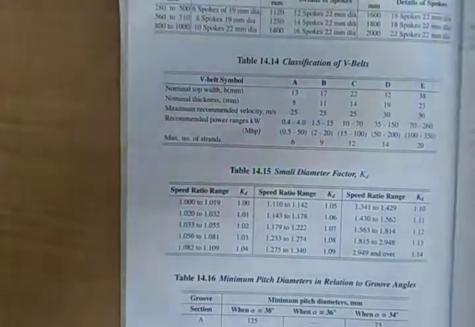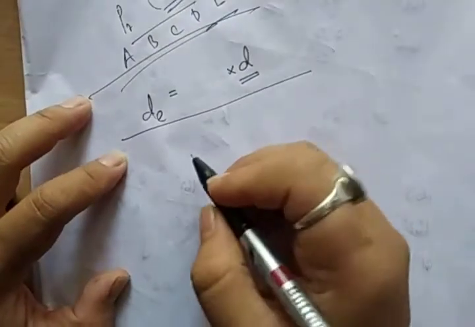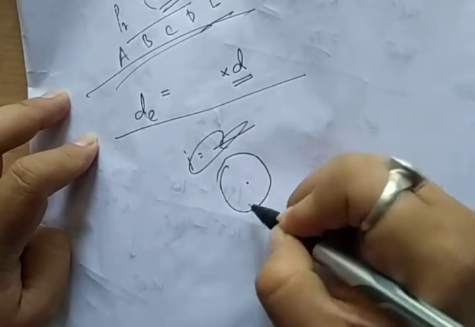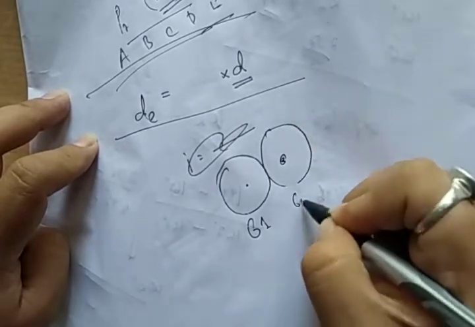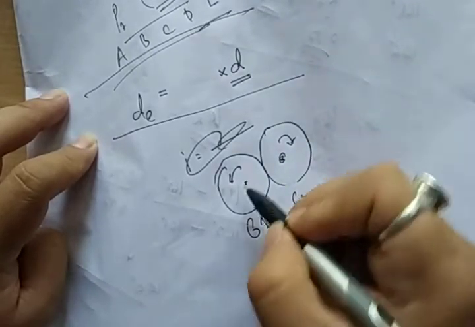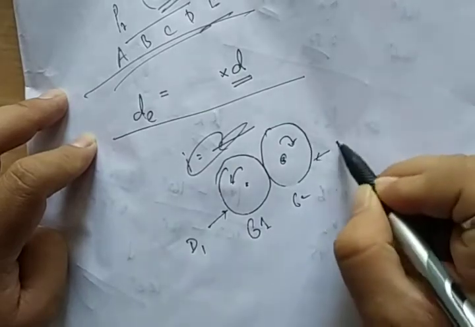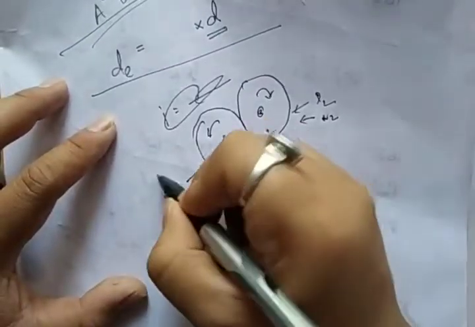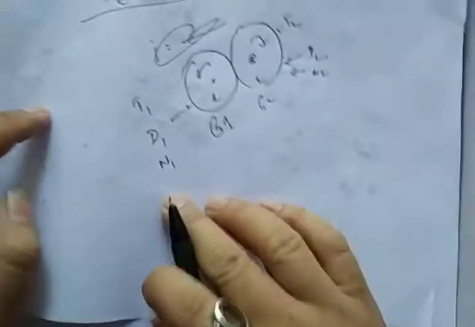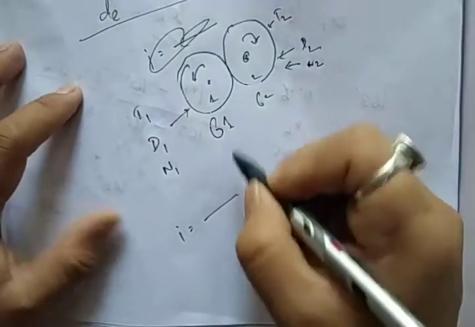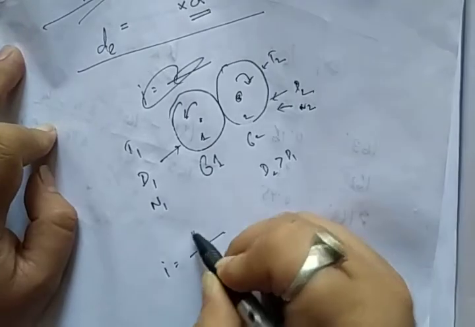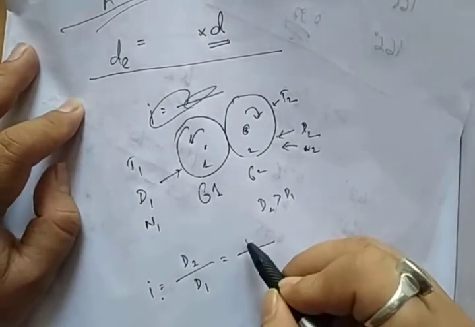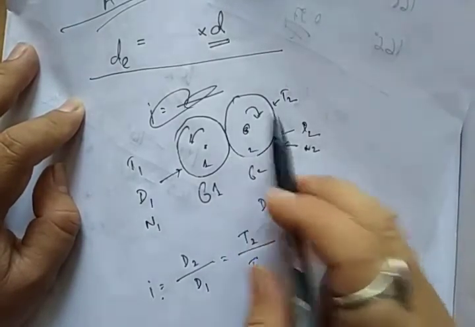What is speed ratio now? Going back to gear design that you have learned in your theory of machines, suppose you have two gears meshed, gear 1, g1, and gear 2, g2, rotating in this manner. Let's say the diameter of this gear is d1, for this d2, their speeds are n1 and n2, and the number of teeth is t1 and t2. If diameter d2 is bigger than d1, let's find d2 by d1. This ratio we term as the speed ratio, which will also be equal to the ratio of the number of teeth.